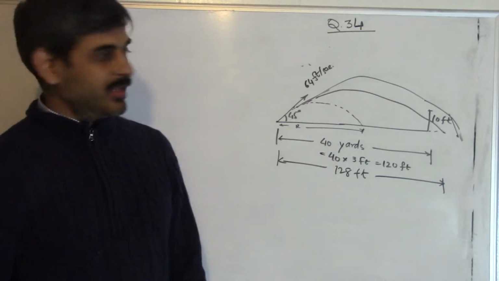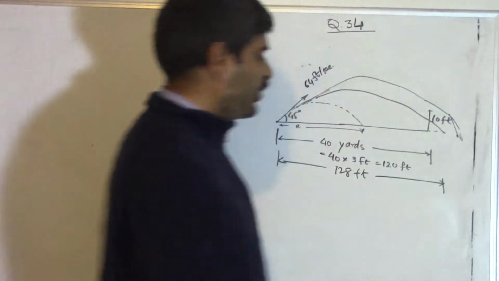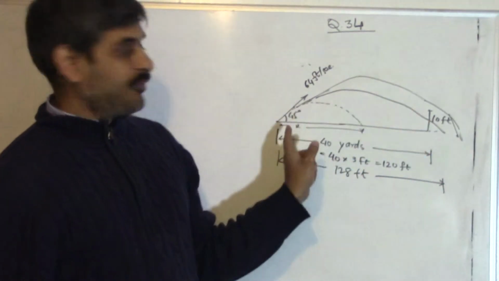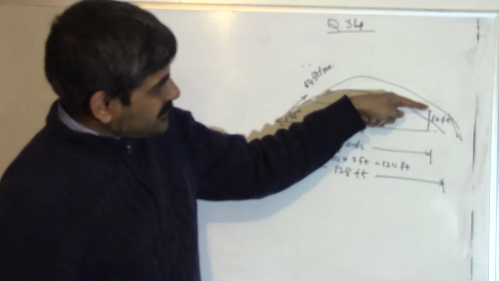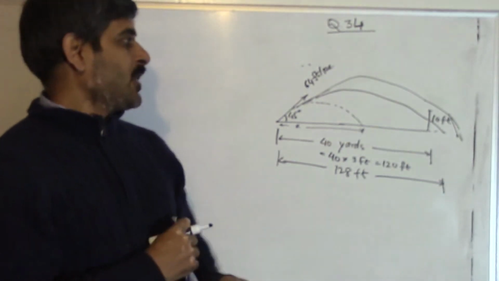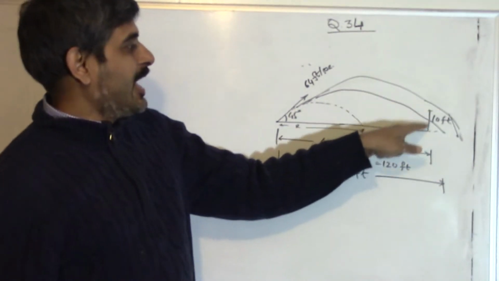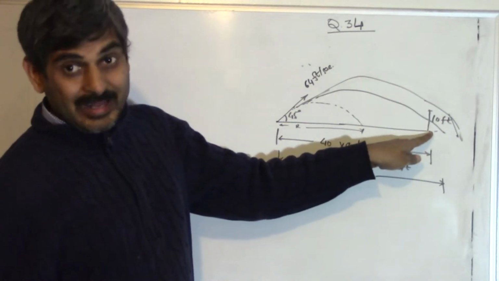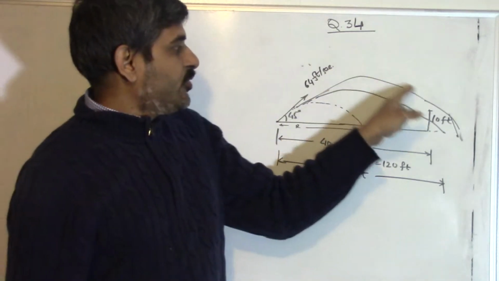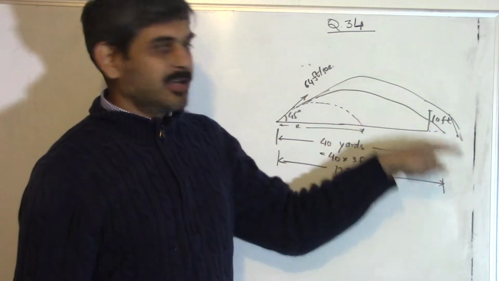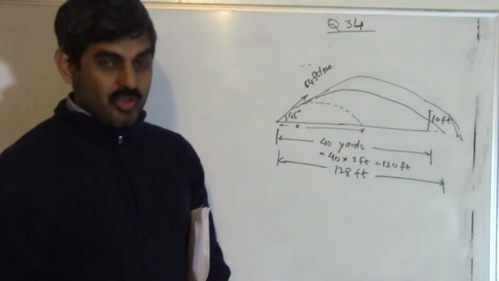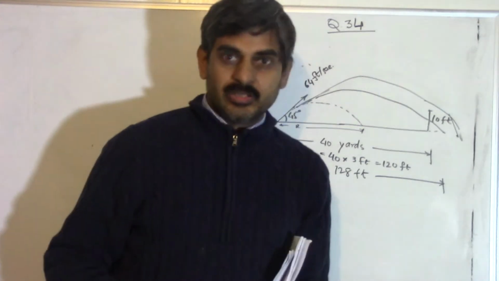So the condition is whether at 120 feet, at this particular point, the height of this trajectory is less than 10 feet or more than 10 feet. Understand it? If the height at this point comes out to be more than 10 feet, the football is not going to enter the goal post. If it is less than that, then it will enter. So how do we solve it? What is our approach? Think about it.